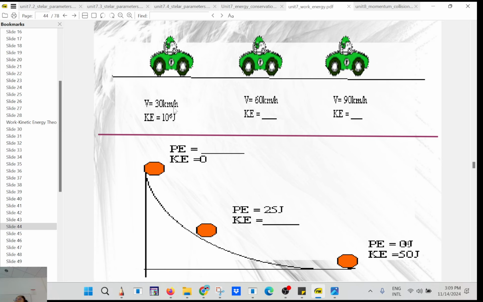Here, remember, kinetic energy goes with the speed squared. Very good. So from 30 to 60, you multiply the speed by 2. So the kinetic energy will be multiplied by 4. So if you have 1 million here, you're going to have 4 million there. That's why you don't want to drive too fast. Kinetic energy is a killer. From 30 to 90, you multiply by 3. So kinetic energy is multiplied by 9. So here you have 9 million joules.